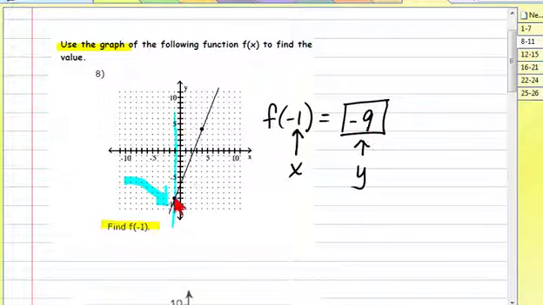Okay, so that is the point, negative 1, comma, negative 9. We're looking for what point on this line has an x coordinate of negative 1, and then what is its y coordinate. Okay, so I'm just looking for this answer. Is that okay? All right.